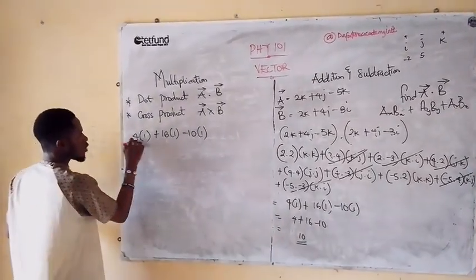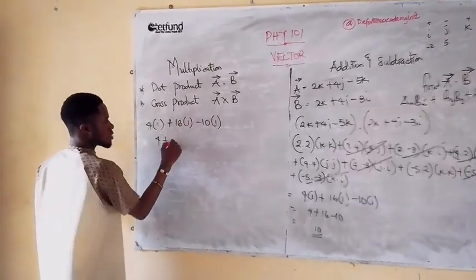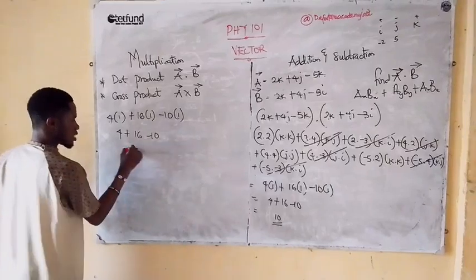From here, I'll have what? 4 times 1 is what? 4. Plus, this times this is 16. This will give you minus 10. And this will still give you what? 10.